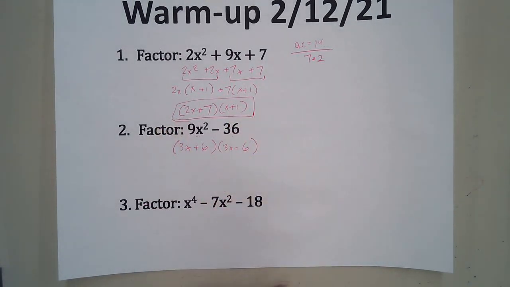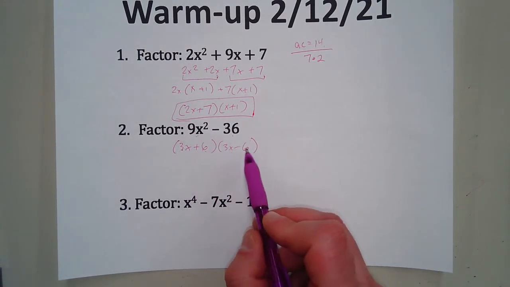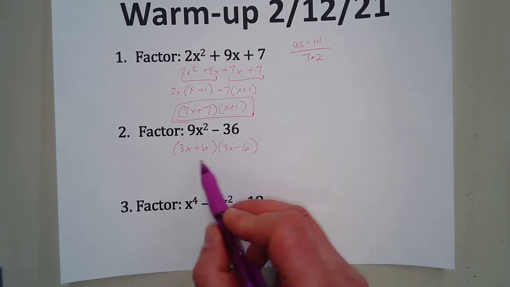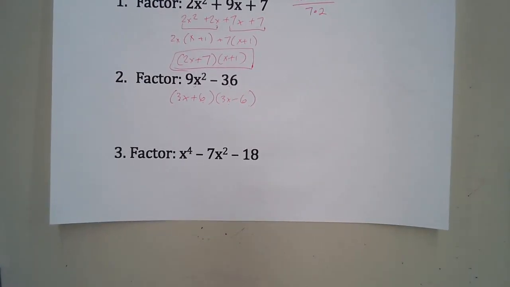You're not cutting them in half. They're squares. The 3x times the 3x gives the 9x squared. The 6 times the negative 6 gives the negative 36. And the 18x and the negative 18x cancel out. That's why it works.